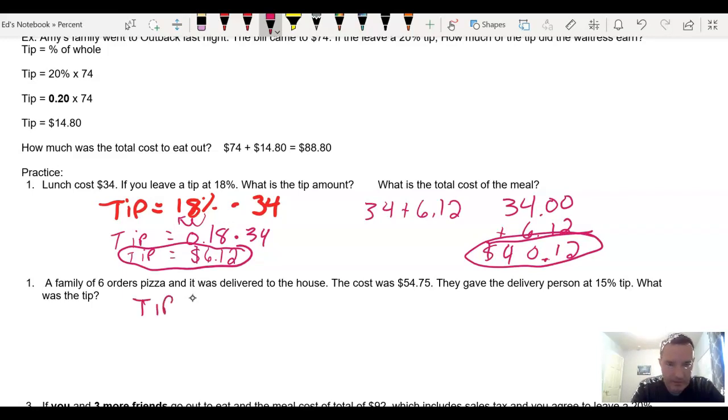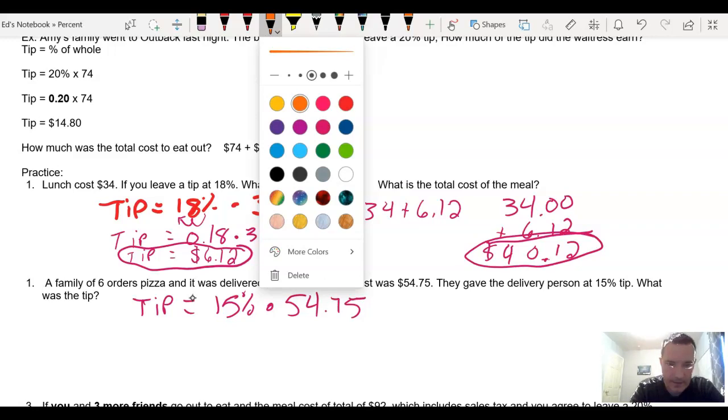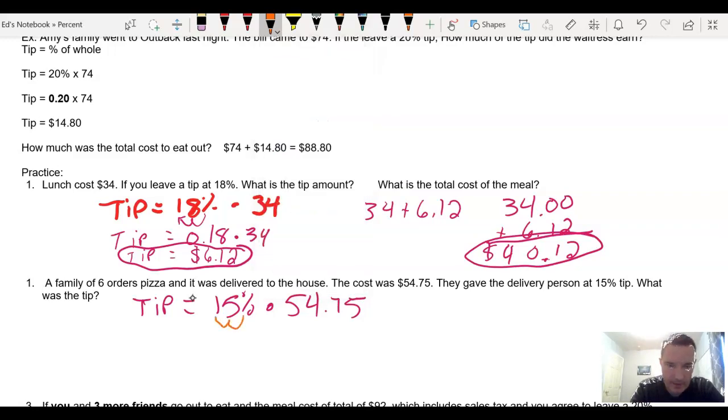Tip equals 15% times $54.75. We're going to move our 15% 2 decimal places to the left, so 0.15. Some of you like to say 0.15 times $54.75. Okay. And the tip is going to equal, using your calculator again, we're going to get $8.